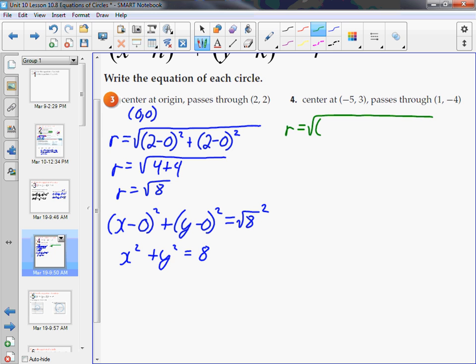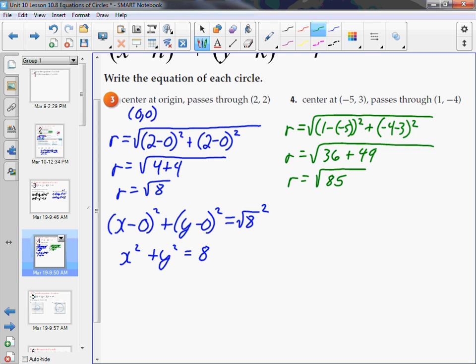So, x2, 1, minus x1, negative 5, quantity squared, plus y2, negative 4, minus y1, 3, quantity squared. All right, let's see, that'll be 1 plus 5, which is 6, 6 squared is 36. That'll be negative 4 minus 3, which is negative 7. Square the negative 7, that's 49. So the radius is the square root of 85. You guys with me on finding the radius?